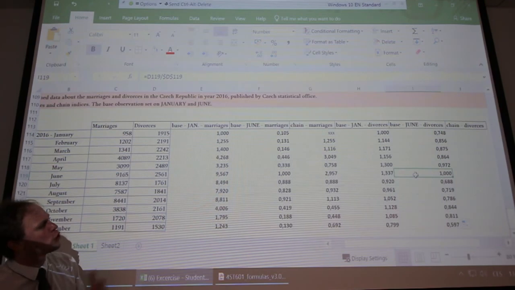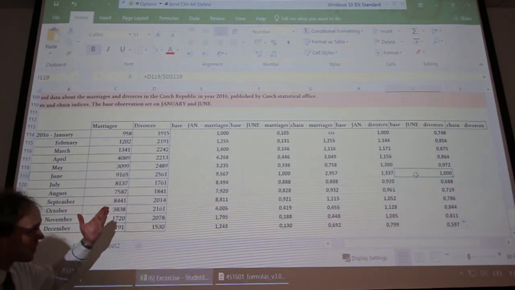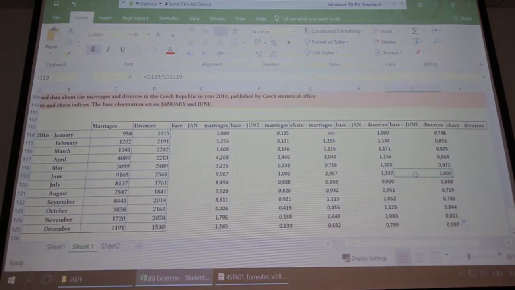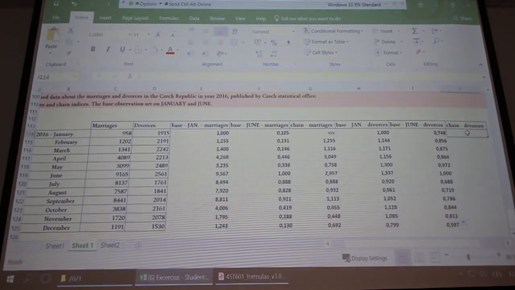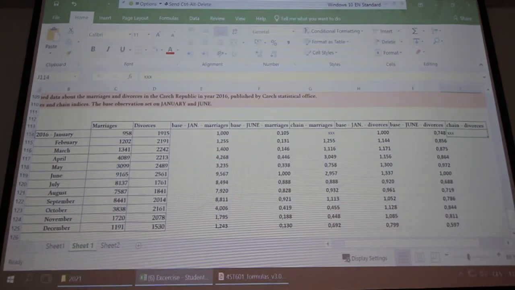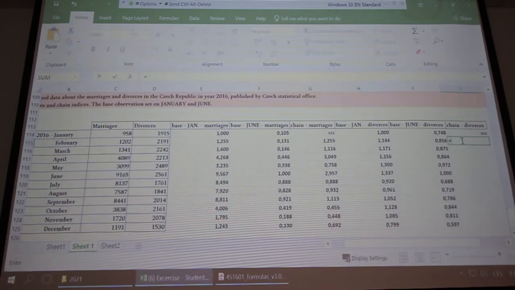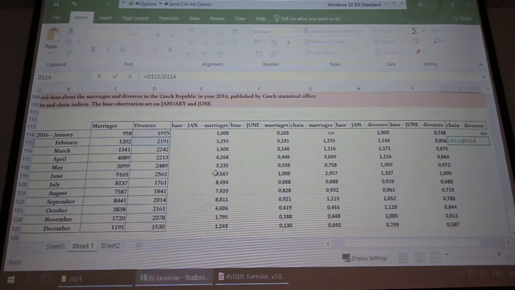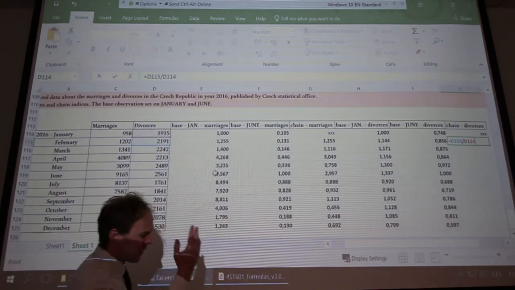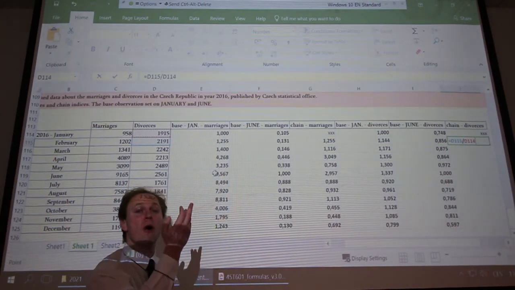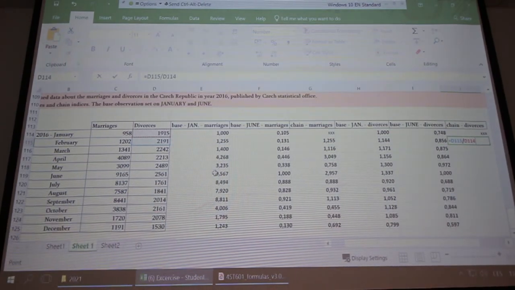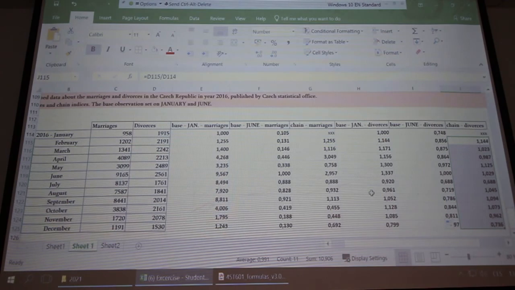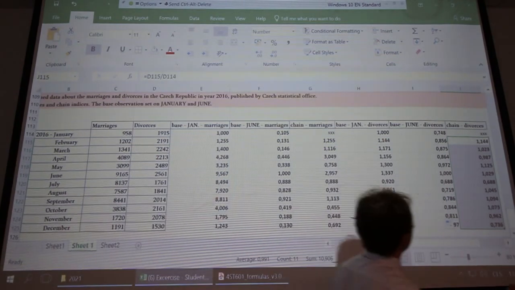And finally, chain indices for divorces. So again, we will lose one observation because we don't have December from the previous year. So there will be nothing. And here we can calculate the ratio: divorces in time t divided by divorces in time t minus 1. It's the classical coefficient of growth. The comparison is between the particular months.